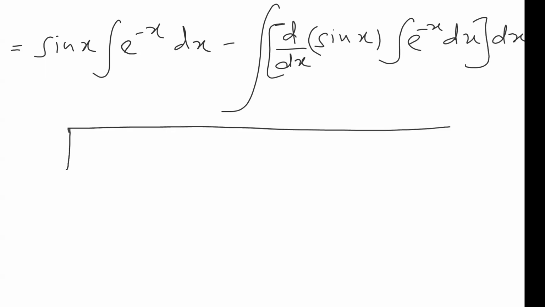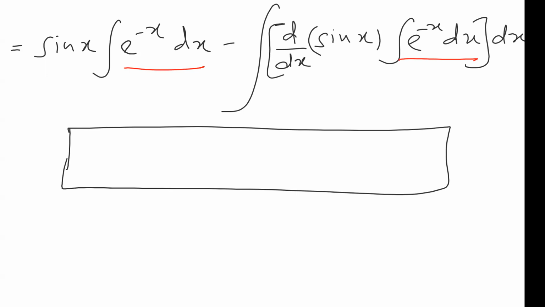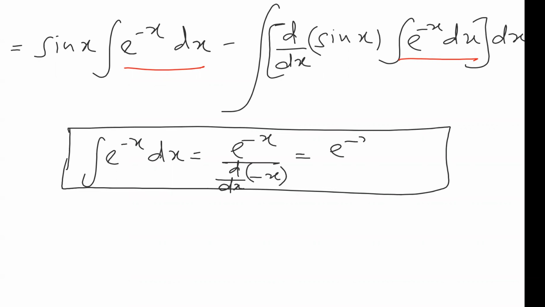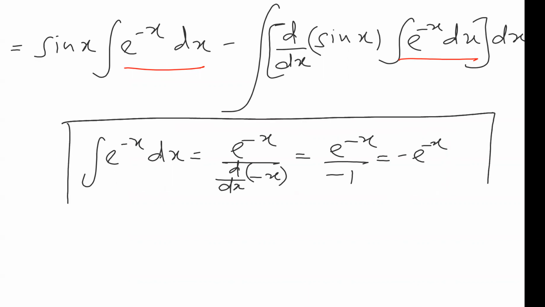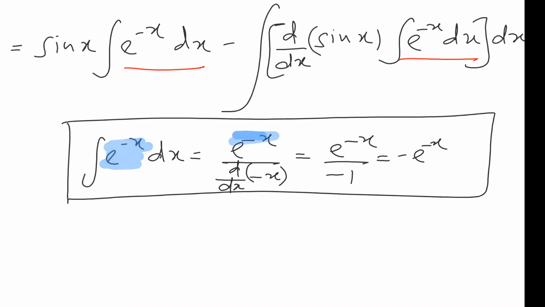Okay, now we'll make a working note because again and again we can't just solve this integration of e raised to minus x. This integration of e raised to minus x is going to appear again and again. So integration of e raised to minus x dx is equal to e raised to minus x upon d by dx of minus x, as per the chain rule. So e raised to minus x upon minus 1, which is equal to minus e raised to minus x. Okay. So we have solved this separately.